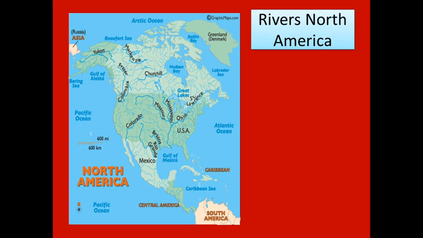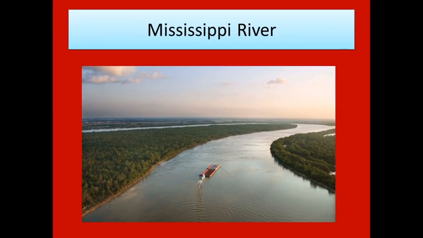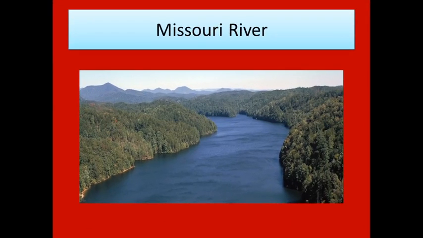Here you can see the picture of the rivers of North America. As I have already told you, Mississippi, Missouri, then Colorado, Mexico, St. Lawrence, Churchill. So can you see all these on the map? These are the rivers of North America. Here you can see the Mississippi River, which is the important river of North America, and the Missouri, which is the tributary of the Mississippi River.